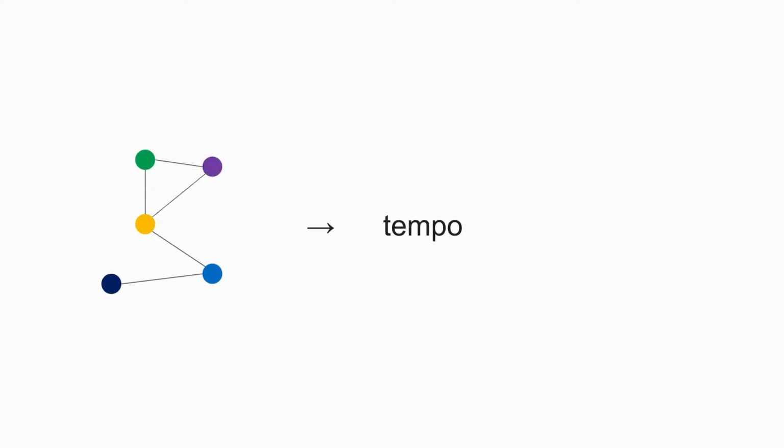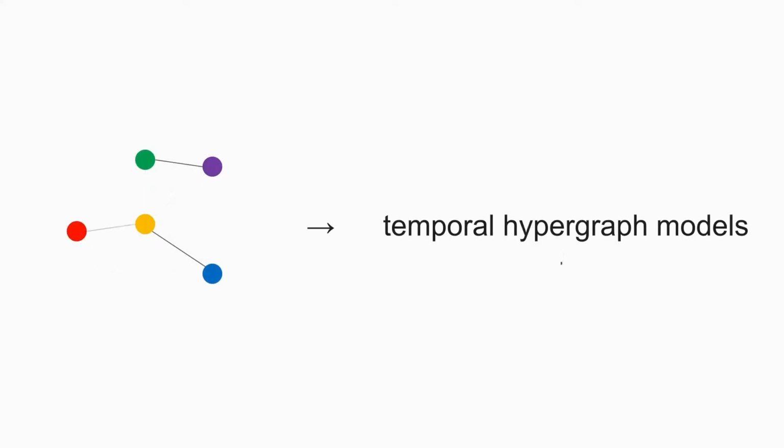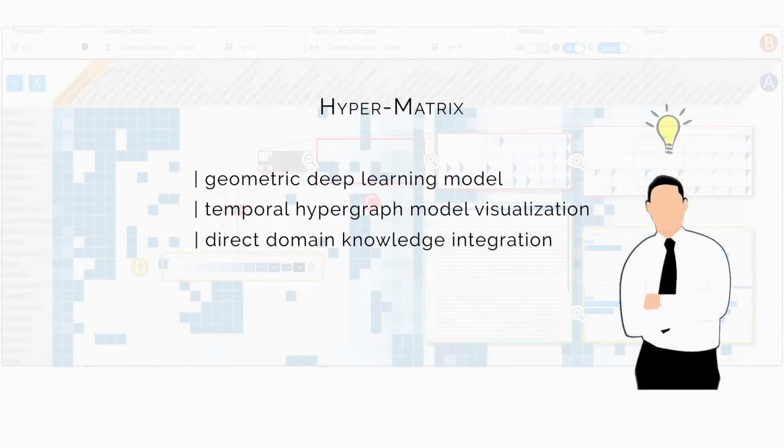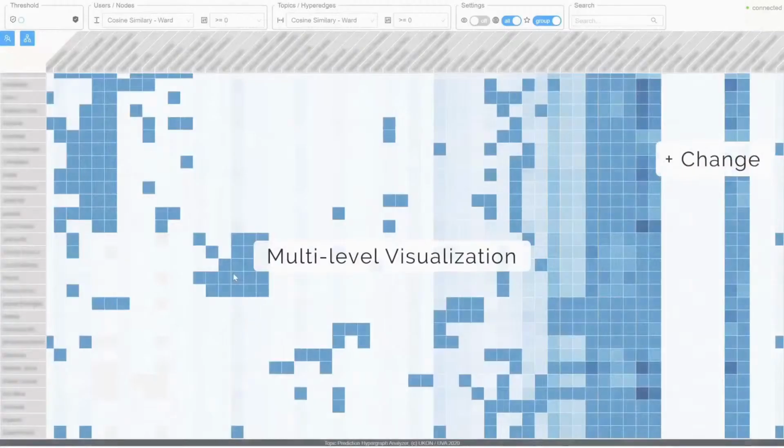Entities and their changing relationships can be modeled more precisely as temporal hypergraphs, but hypergraph models are difficult to explore and refine. By leveraging domain-specific geometric deep learning models and a new multi-level hypergraph visualization, our technique allows for the direct integration of domain knowledge into the machine learning process. The multivariate hypergraph models.